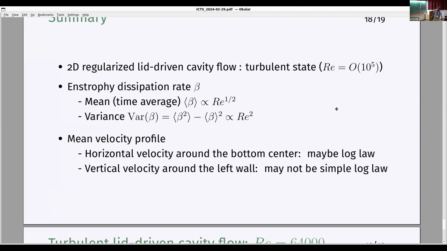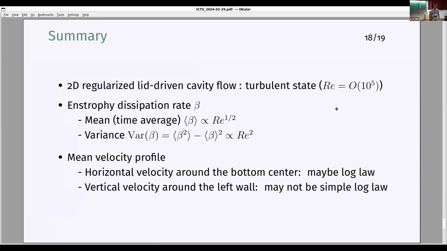Okay, so this is the end of my talk. I talked about the entropy dissipation rate and the mean velocity profile. Thank you.